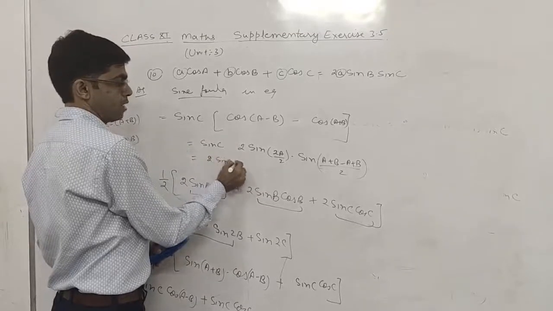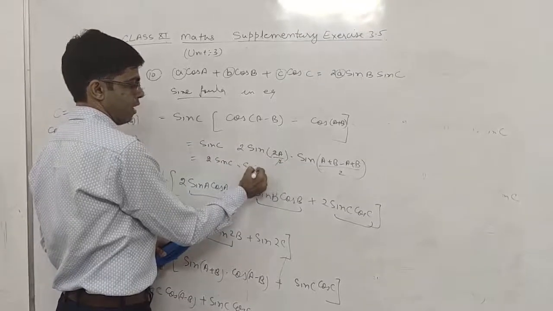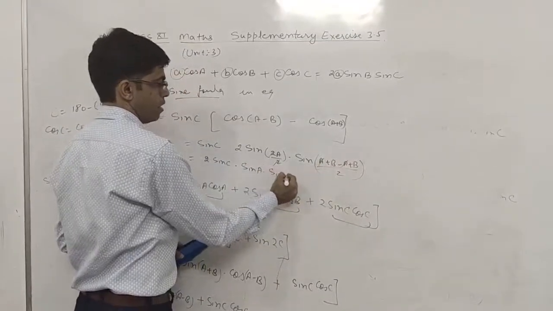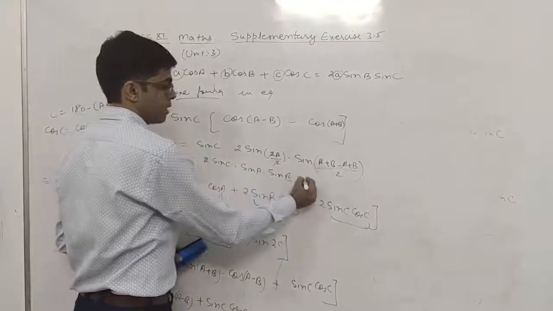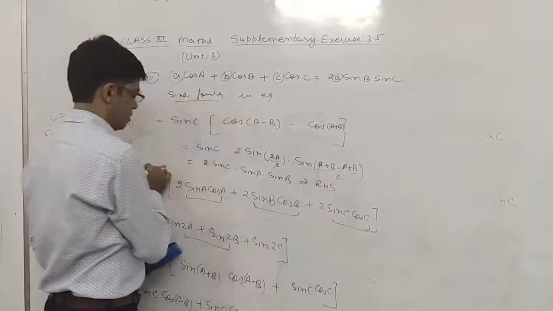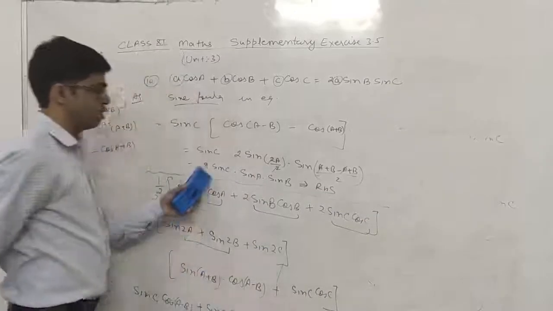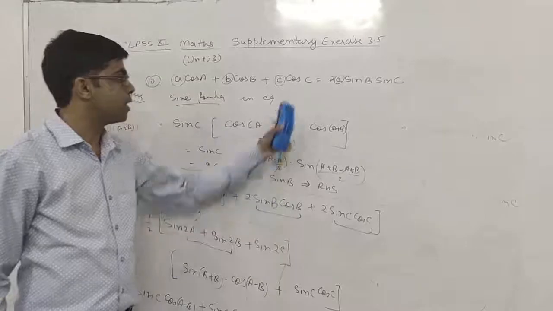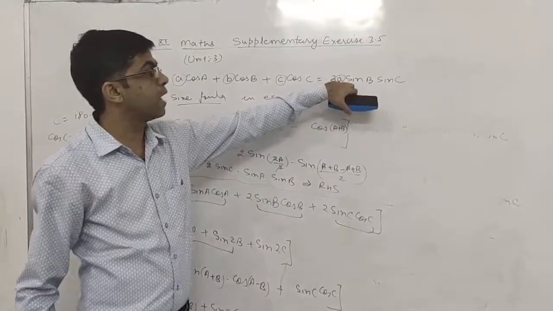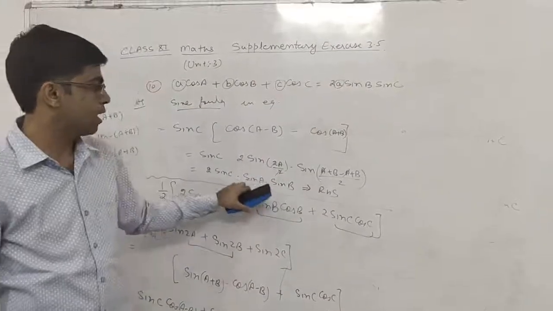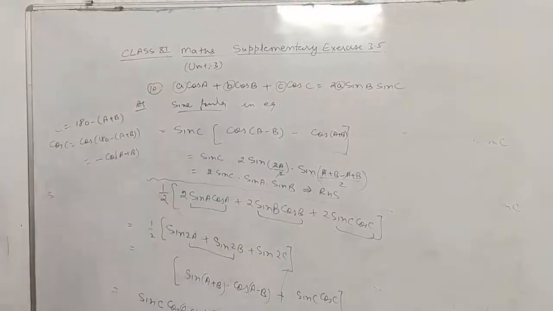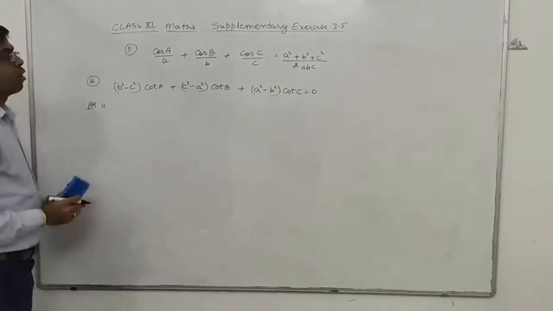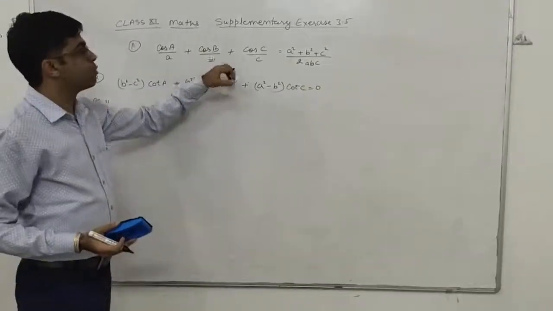2 sine c, this is sine a, and this is sine b. So in this way, this is coming same as right hand side: 2 sine c into sine a into sine b. On the right hand side, what did we replace a with? k sin a. Reacting with k, we get 2 sin a sin b sin c. Hence proof.